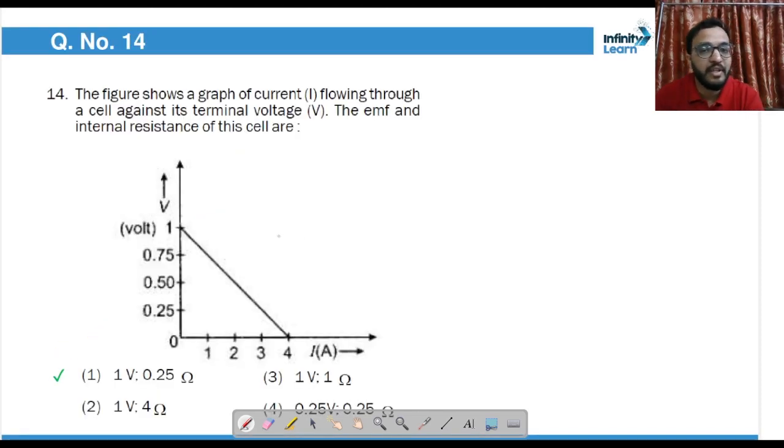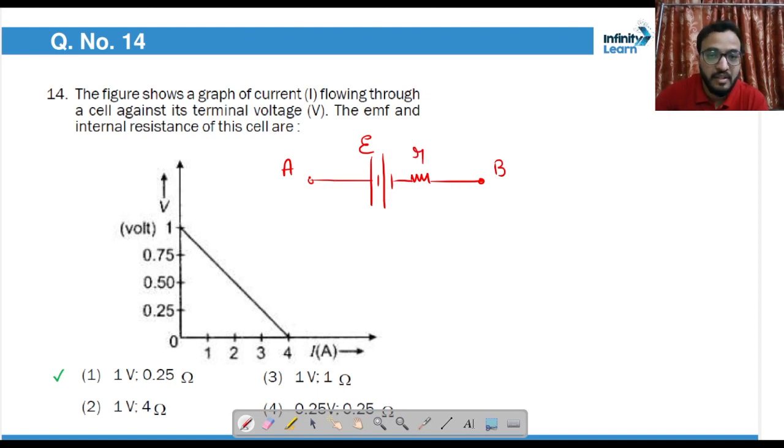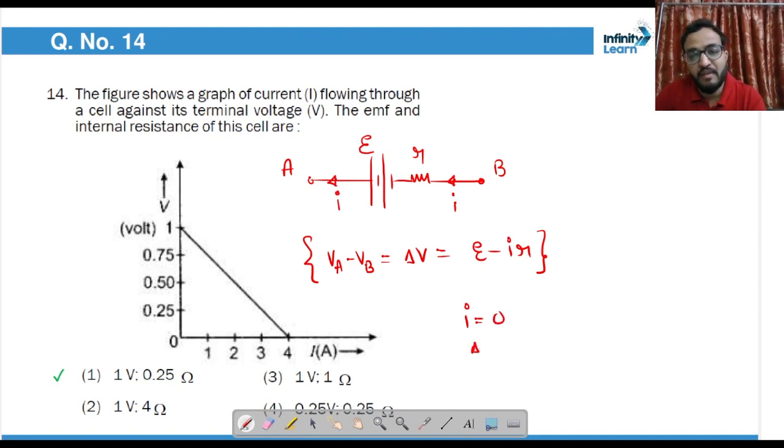Got it? Now here what they have said is the figure shows, see, whenever you take a cell like this, this is point A, this is point B, and this is EMF and this is internal resistance and this is the current, right? So we say that VA minus VB, which is the terminal voltage, is equal to EMF minus Ir when the battery is getting discharged, right? So initially when current is 0, delta V must be equal to EMF. That means this value is EMF, that is 1 volt.